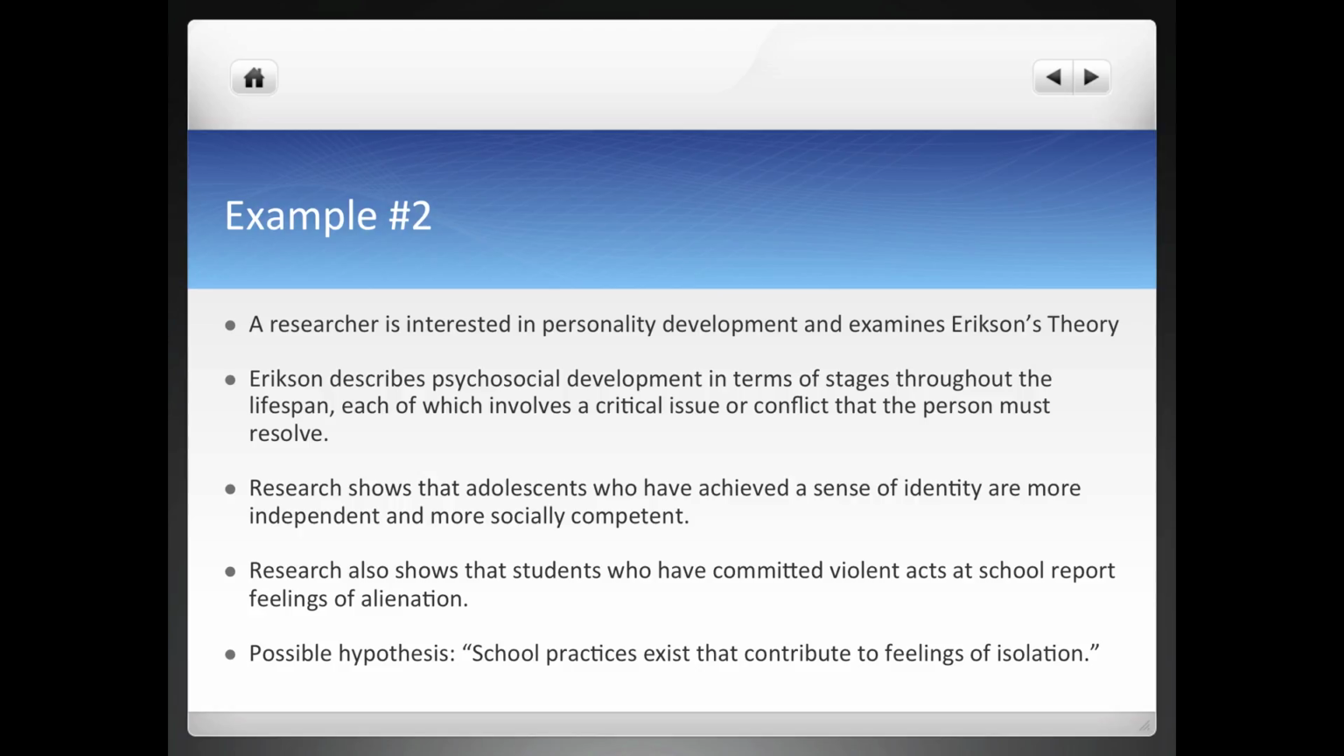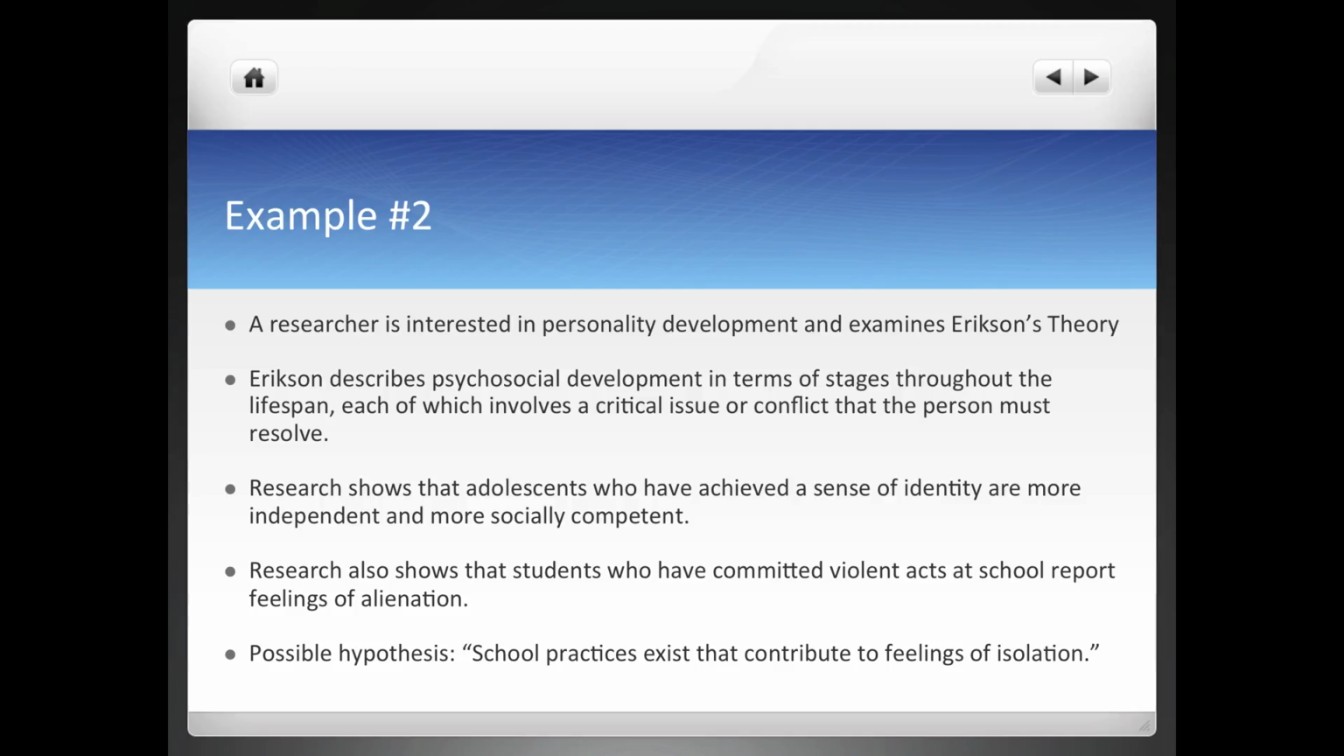Example number 2, I had to look this one up. Erikson's Theory. I remember studying it many moons ago when I was in my education classes. I guess I was in college, and I probably took Erikson's Theory in '88 or something. So it's been a day or two. But Erikson describes psychosocial development in terms of stages throughout a lifespan, each of which involves a critical issue or conflict that the person must resolve. So it's kind of like you move into the next stage when there's a critical issue or conflict that you've resolved that kind of places you there.